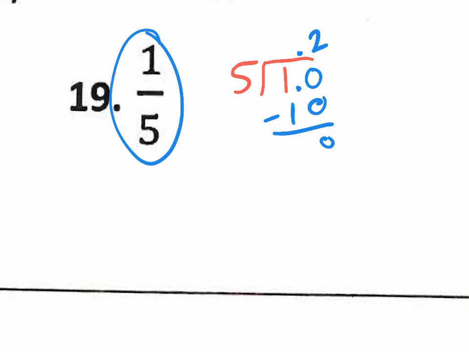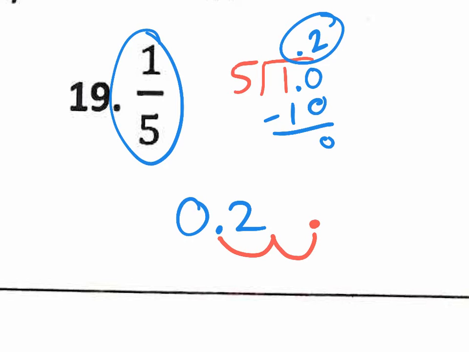So 1/5 is really 0.2. So let me write that out, 0.2. But they don't want the decimal, they want the percent. Move it to the right 2 spaces. So 1 space, 2 spaces. Here's your decimal. Fill in the spot with the 0. So as a percent, it's really 20%.